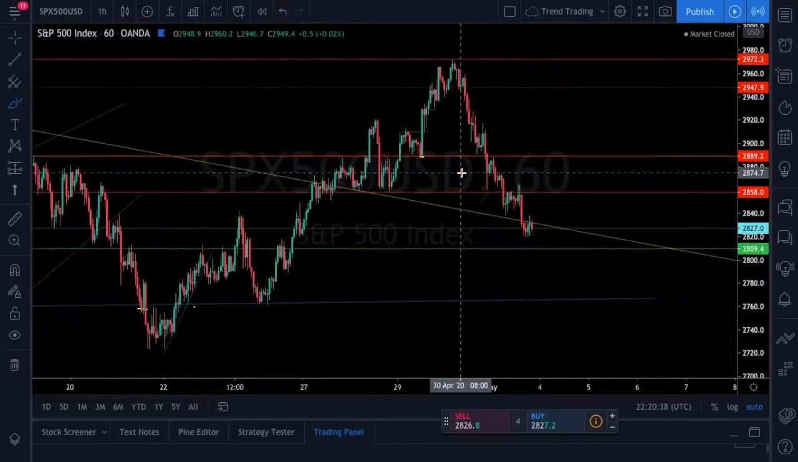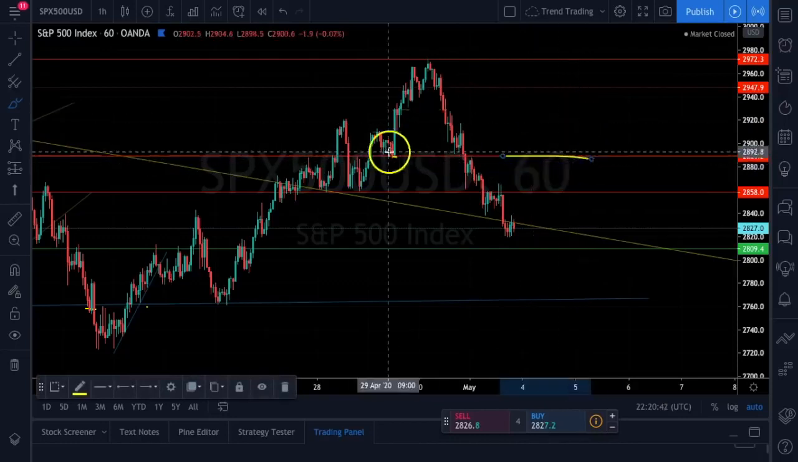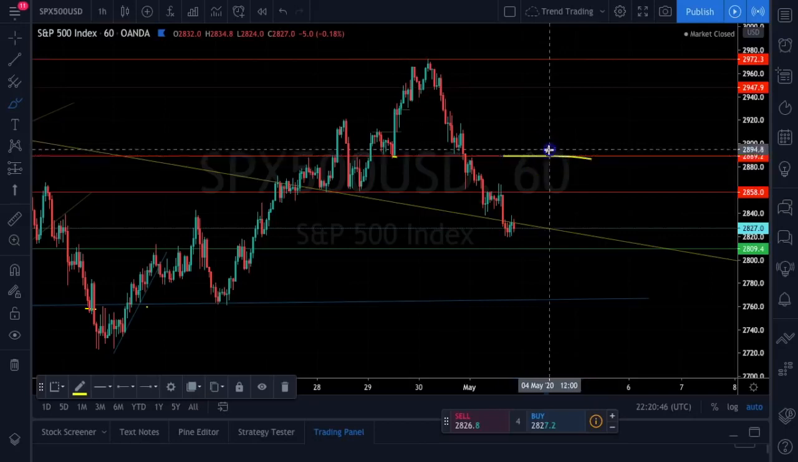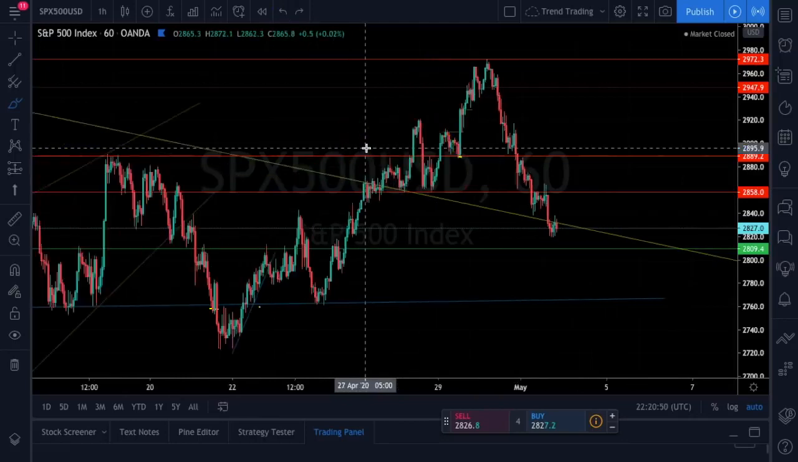What about on the upside? If we do get back above this resistance again, 28.89, at that point, I will be looking to go long. There's no question about it. This will mean to me, this is the story that is unfolding.